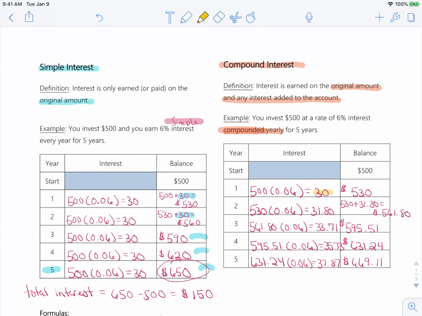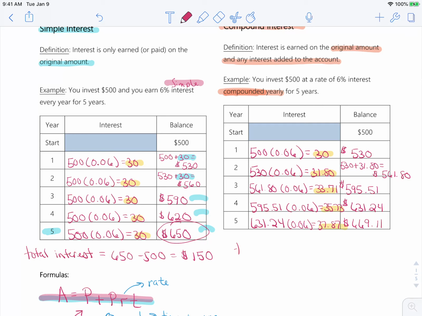So here you can see, with compounded interest, our interest changed yearly, where again with simple interest, our interest stayed the same every single time. Well, let's see what our total interest was here. Our end result was $669.11. Take away what you ended up putting in, and what do you know? We got $169.11.